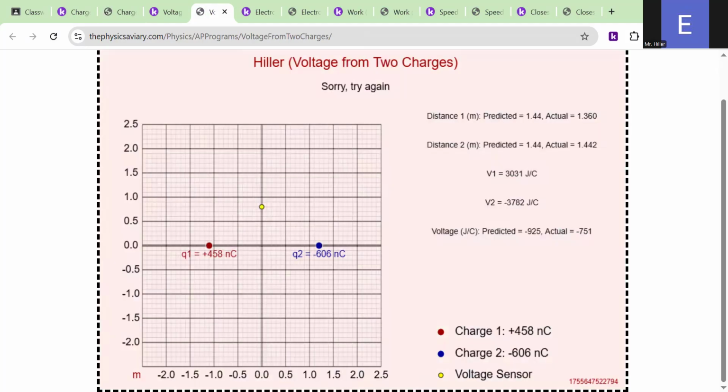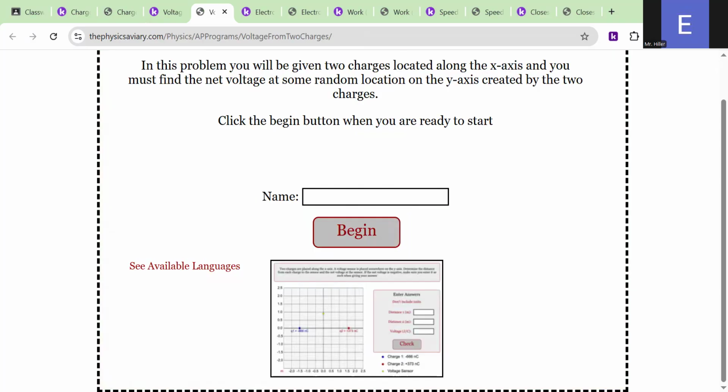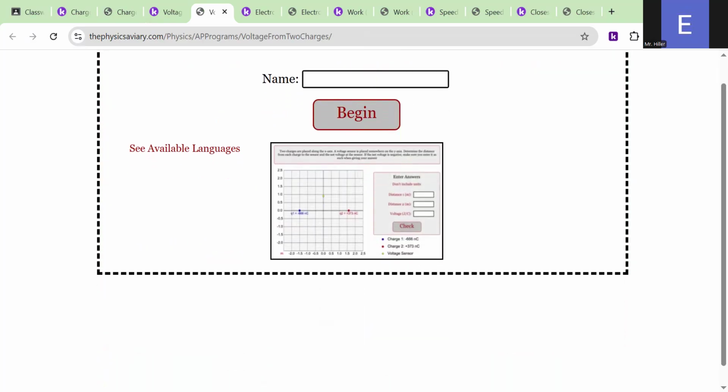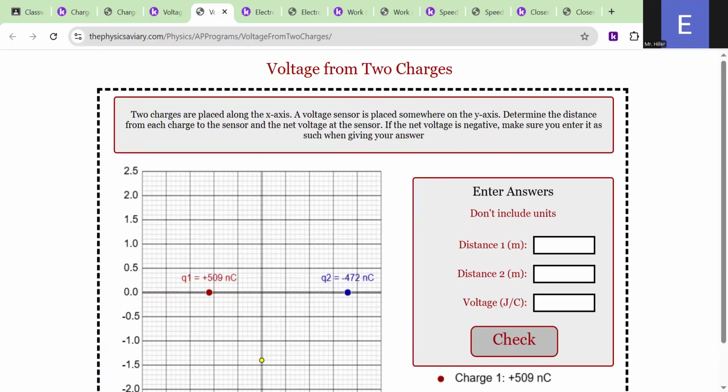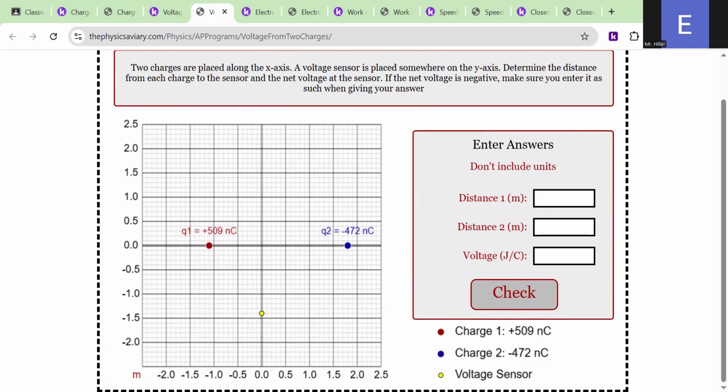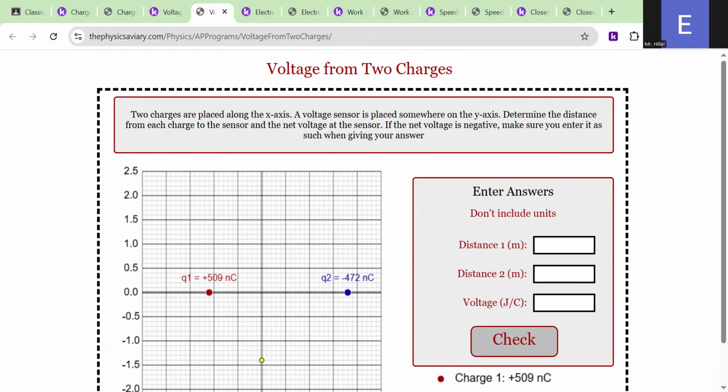Now, question number 2 is called voltage from 2 charges. So you're going to be given 2 charges at different distances. Mine are 509 and negative 472. My 509 charge, Q1, is at 1.1.